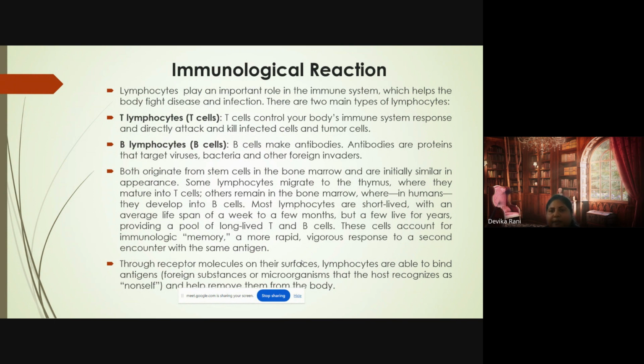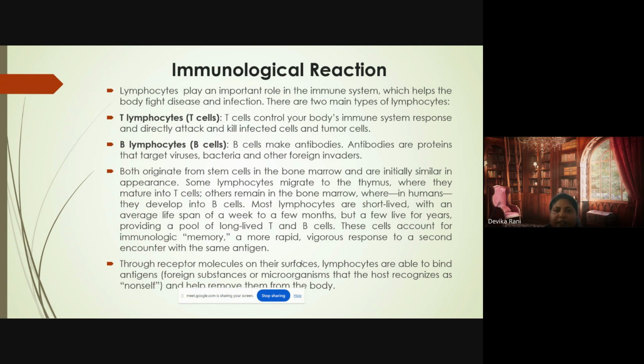Initially, they start from the bone marrow only, but some migrate to the thymus gland, which is a part of the endocrine gland also, and now it is mostly being considered a part of the lymphatic system also, where they mature into T cells. Others remain in the bone marrow, where in humans they develop into B cells. Most lymphocytes are short-lived, with an average lifespan of a week to a few months, but a few live for years, providing a pool of long-lived T and B cells.